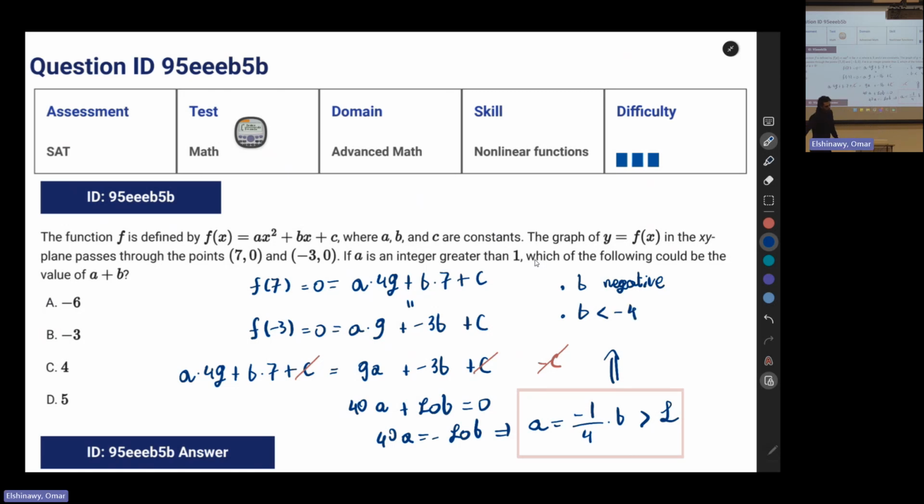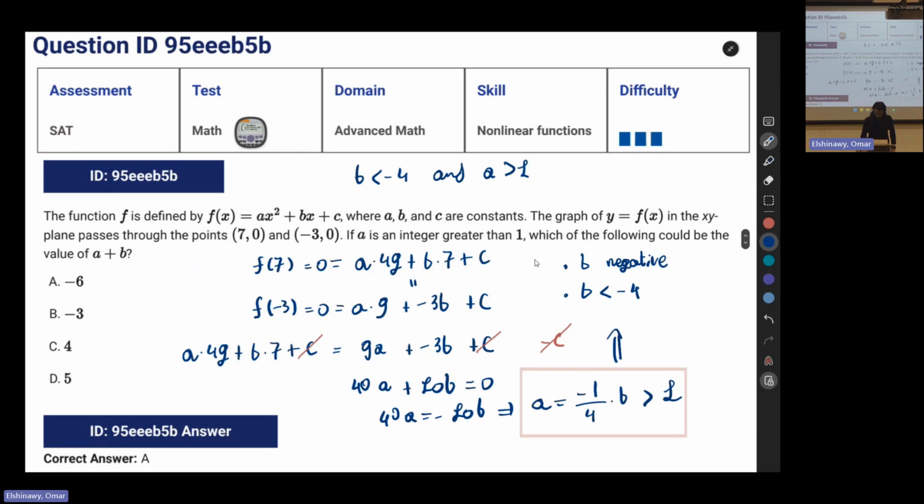Okay, so b is less than minus 4, and a is greater than 1. Then what should the answer be? A, yeah, that should be the answer, because a plus b.